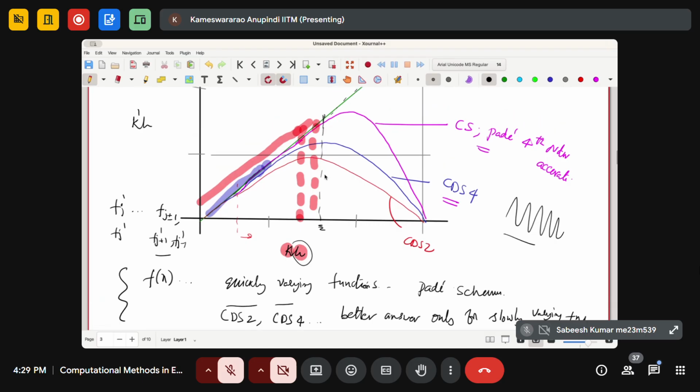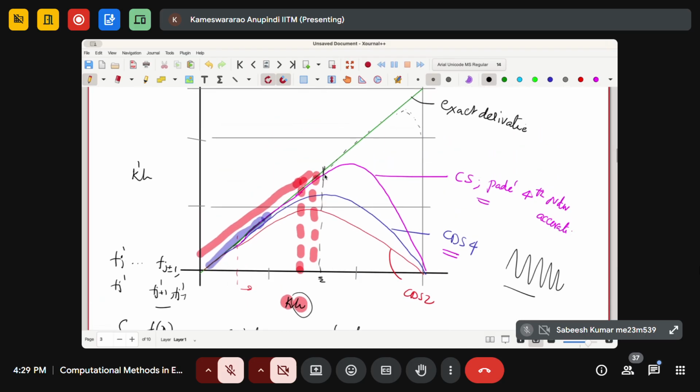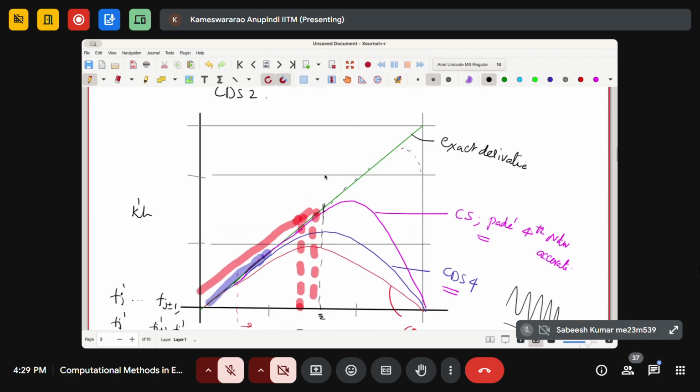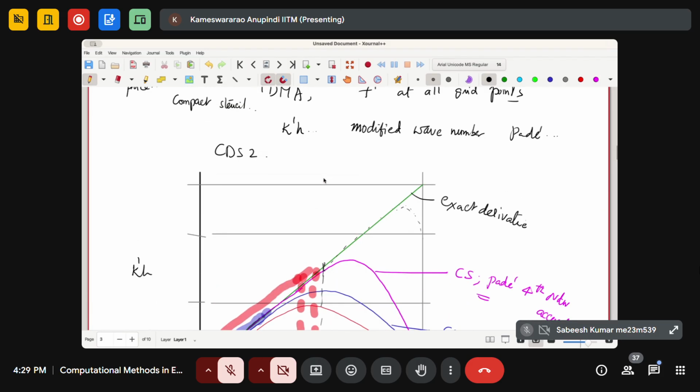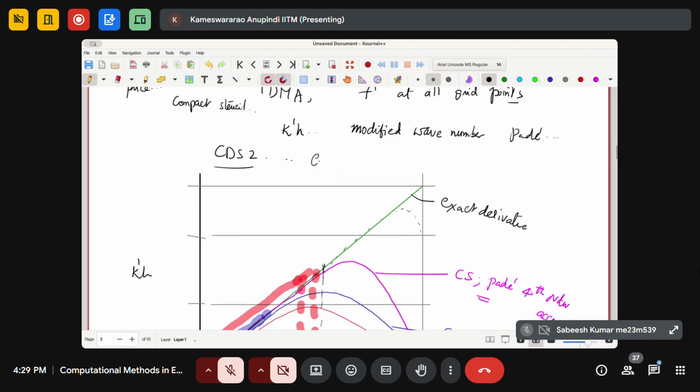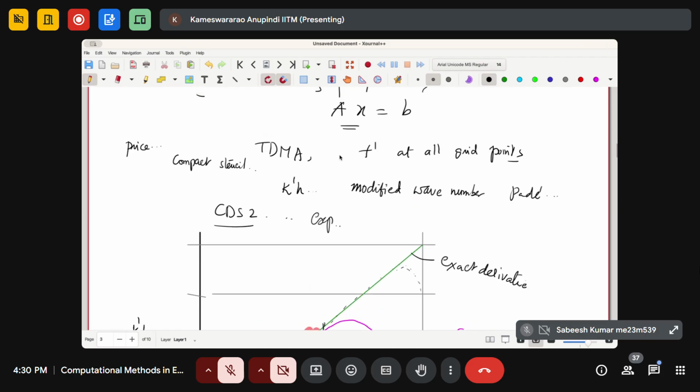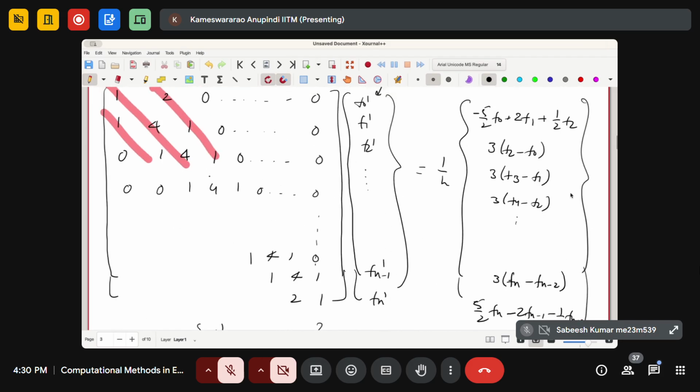The only price you are paying is that to calculate the derivative, you are now solving a system of equations. That means you have to solve a TDMA, which was absent in the case of CDS2 or CDS4, these explicit schemes where you just plug in the function value and get the derivative. Here you can't just plug in the function value. The function values go into the right hand side, but you still need to solve this TDMA to get all the derivatives at once. Okay, so that is the idea.